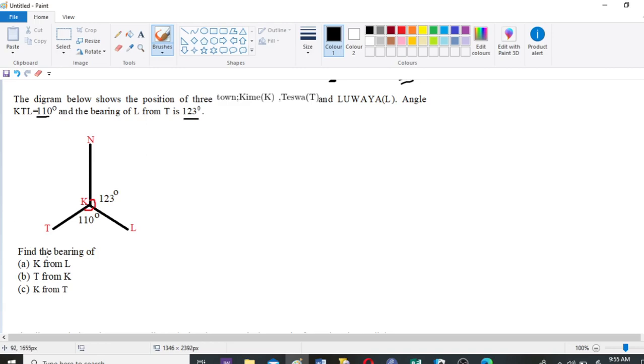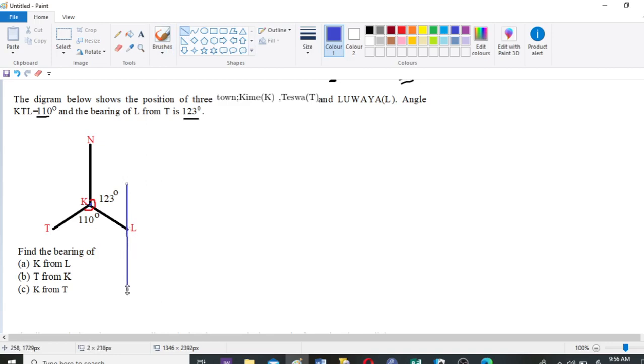K from L. So K is here, L is here. Which one is our initial point? Where are we starting from? It's K from L, so we are at L. Since we are at L, the first thing we have to do is to draw the north line. So we draw our north line here.